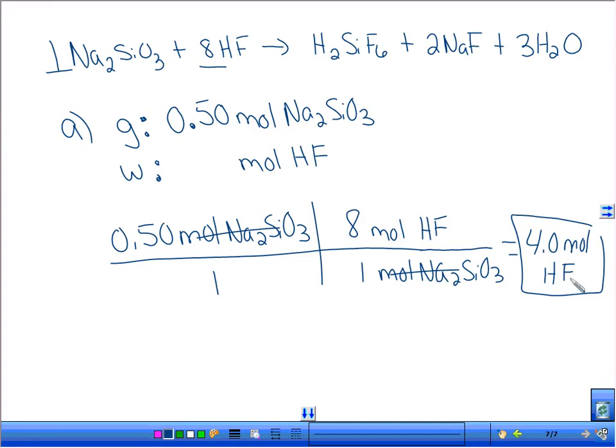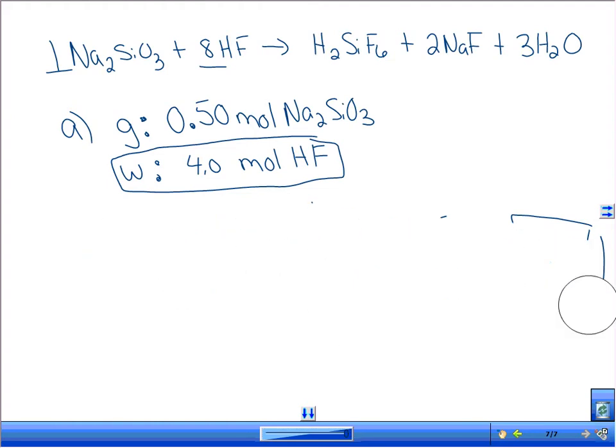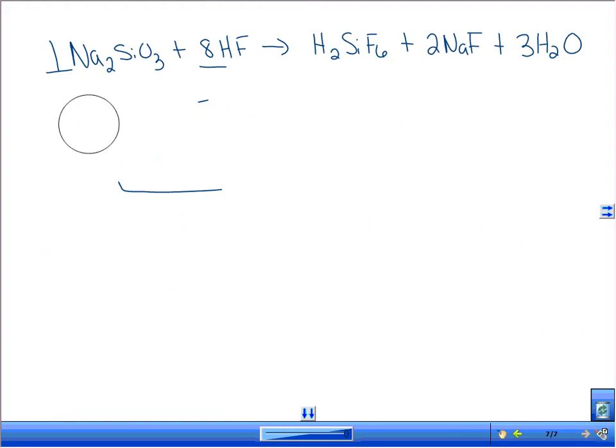So our answer here would have been 4.0 moles of HF, and I know I stopped my tic-tac because I've gotten to where I want. So that's what we call a baby mole problem, a very easy one to do. Alright, so I'm just going to erase, where we can keep that balanced equation sitting up there, and then we're going to go on to B.